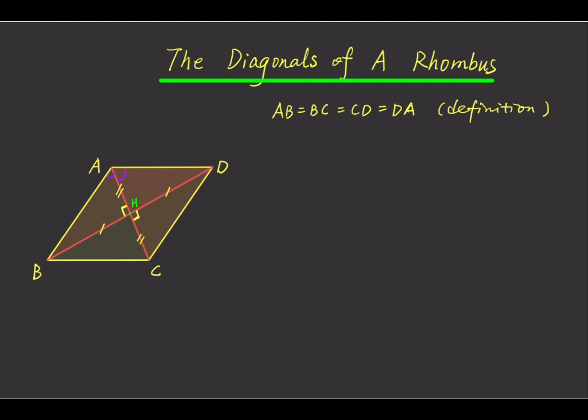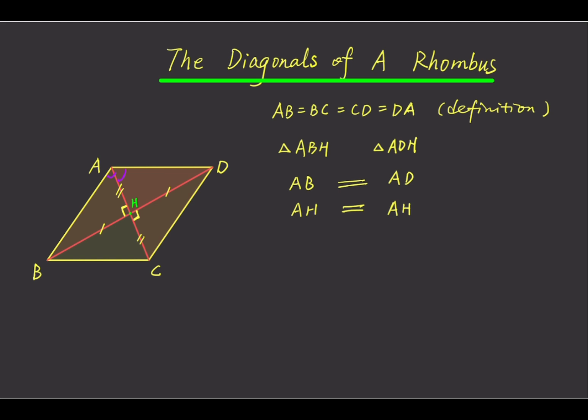Now, with this prerequisite, we can figure out the following conclusion. First, we focus on 2 triangles: triangle ABH and triangle ADH. In these 2 triangles, we have known AB equal to AD, and AH is the common side for this triangle and this triangle. So AH, they are equal to each other.